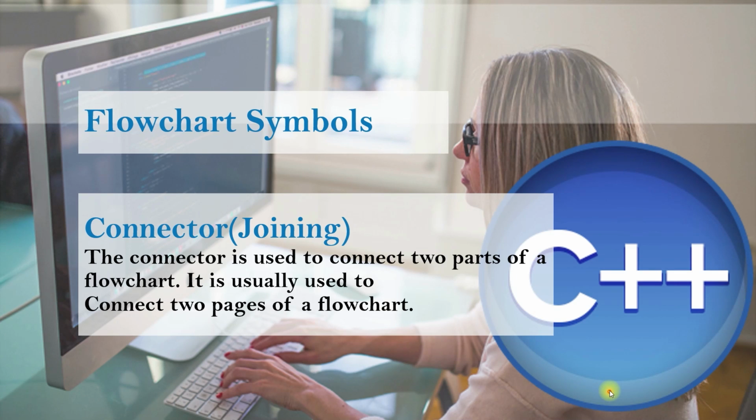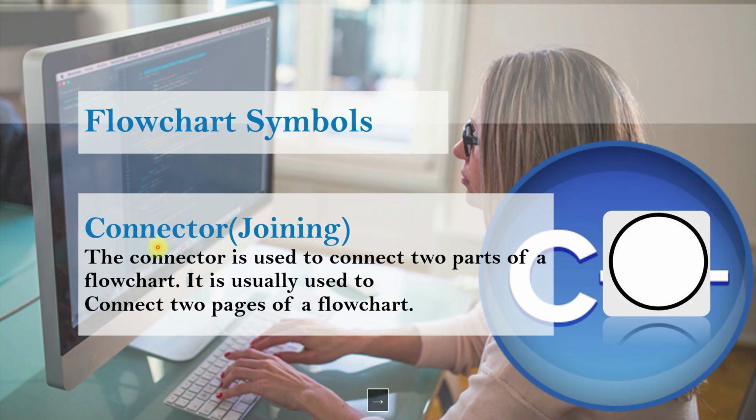Look, it was not always like this, that your program be so small and all the symbols of your flowchart be placed in one paper. No, sometimes it takes several papers. It needs several papers until you draw the flowchart of your program. So for connecting the first page to the second page to the third page to the fourth page of your flowchart to each other, you use what? Connector. And the symbol for connector is a small circle.